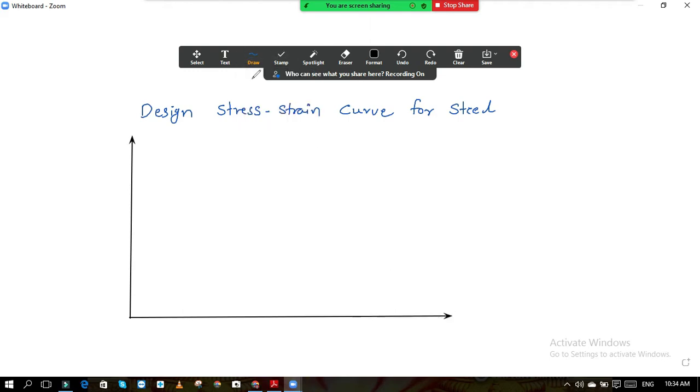As usual, on the y-axis stress is there, in Newton per mm square, and on the x-axis strain is there. Fe 250 means mild steel bar. It is not the torch steel, it is mild steel bar. So here it is stress, here strain.